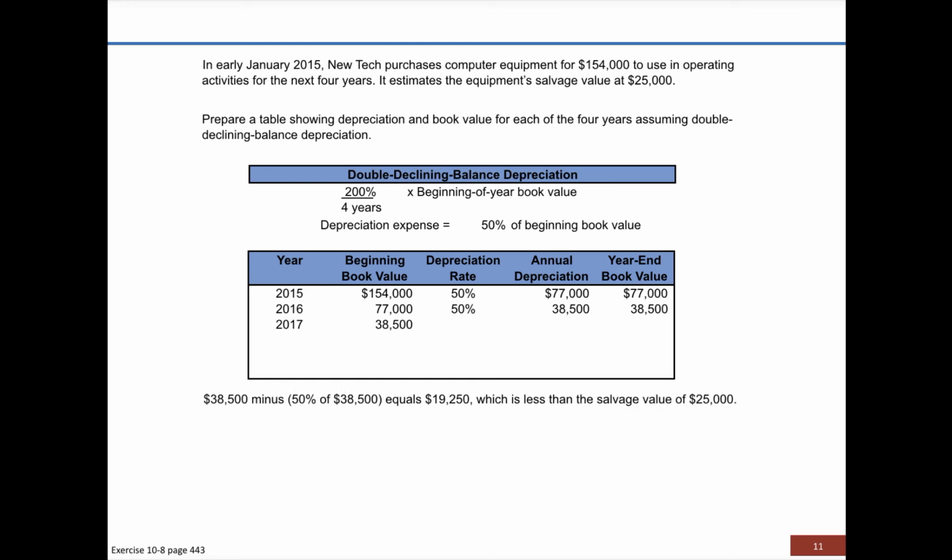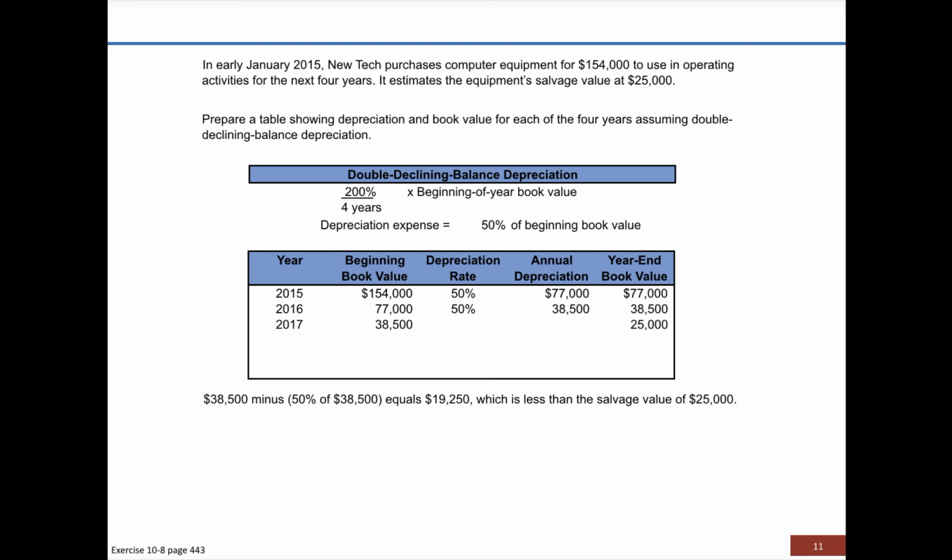Third year, 50% of that would have been the depreciation, but since that amount would bring us down below the salvage value, all we're going to do is the difference between second year ending book value and salvage value. Because all that's left here to depreciate is the difference between our 38.5 beginning book value in 2017 and what it needs to be at the end of that year.